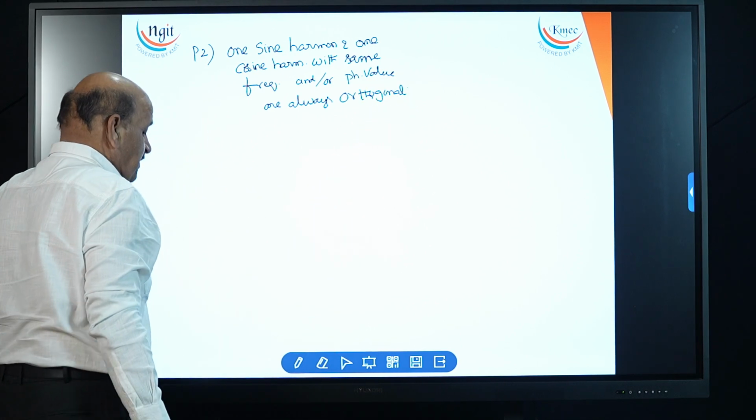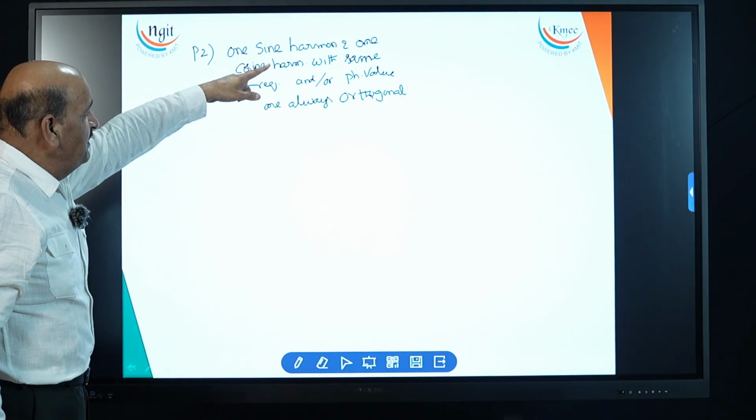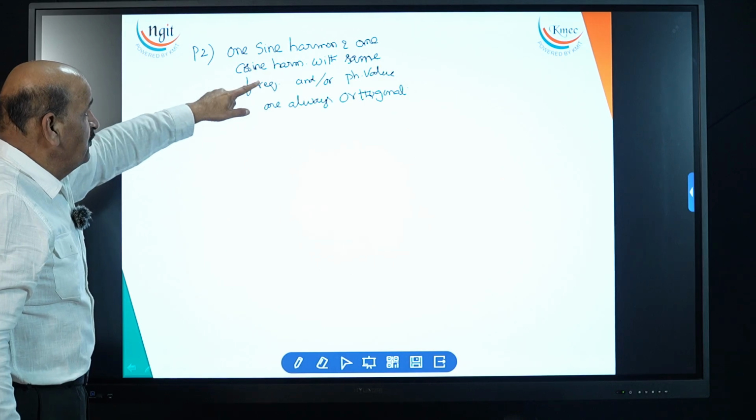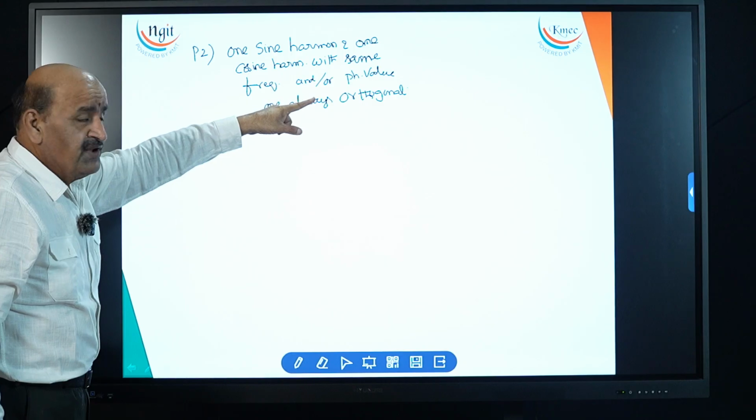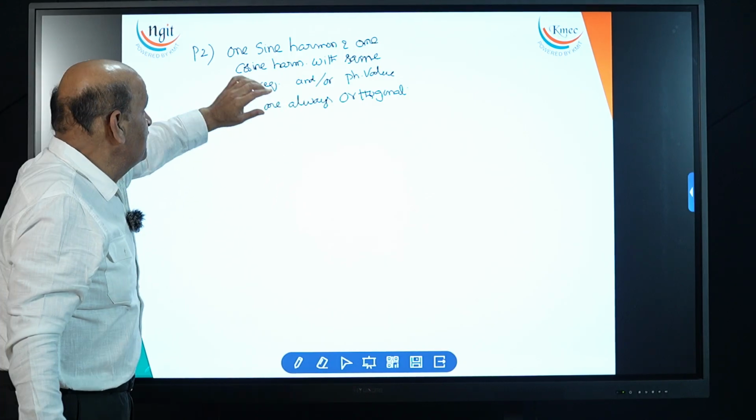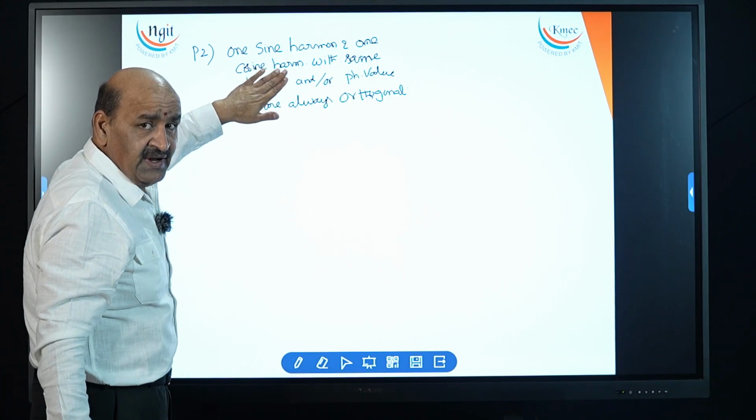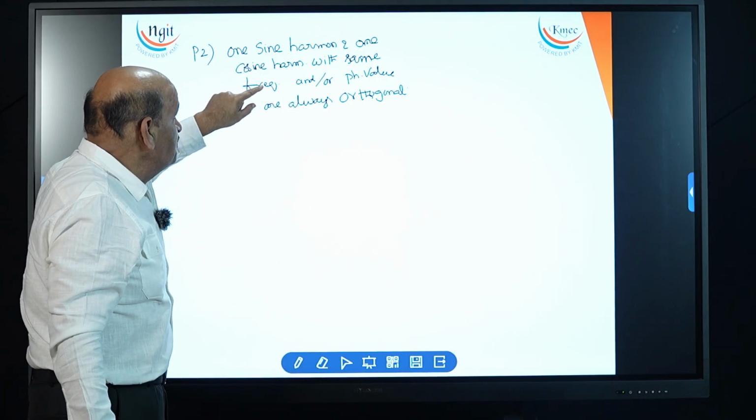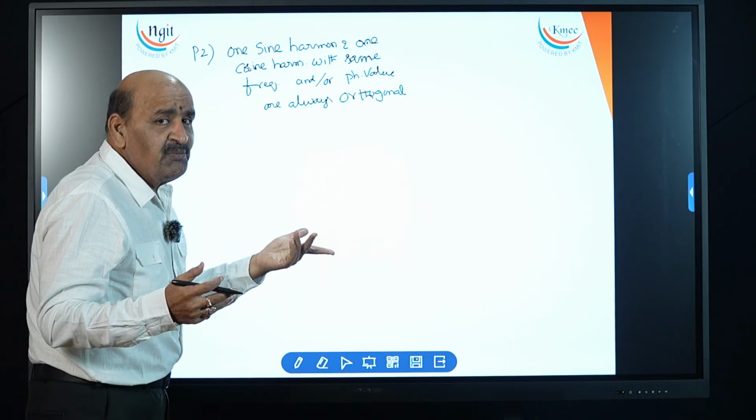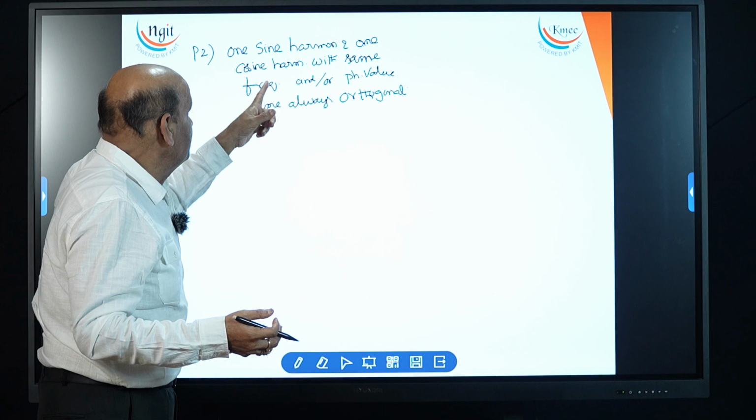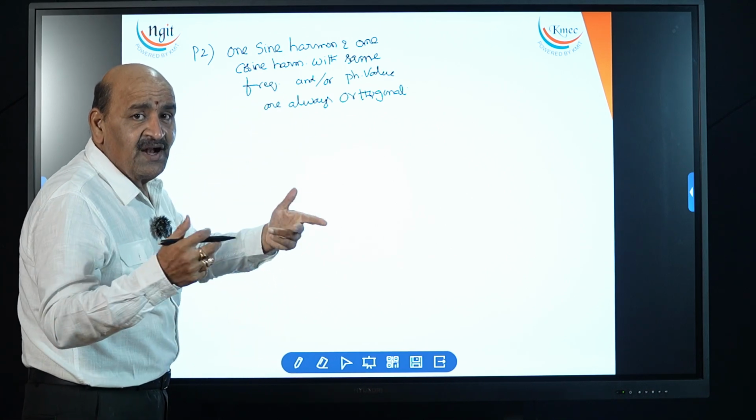Now just look at, very important. One sine signal and one cosine signal with the same frequency and or phase value are always orthogonal. That means one sine signal may be given and one cosine signal may be given. They should have the same frequency. The phase value may not be equal. In those cases also, these two are orthogonal if you apply the orthogonality principle.